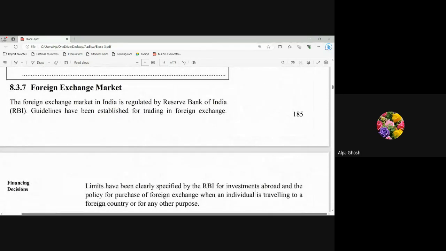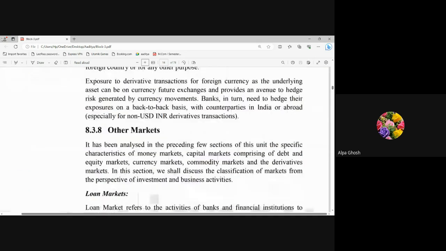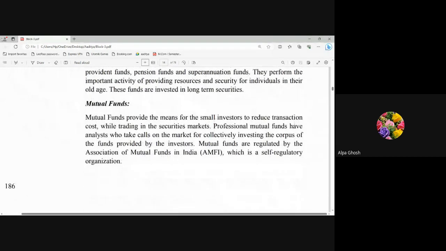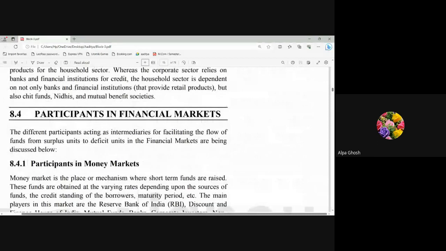Foreign exchange market for every country, where the foreign exchange rates are decided by the central bank of that country. We have a foreign exchange market. Insurance market, loan market, mutual funds market. These are different other forms of market.